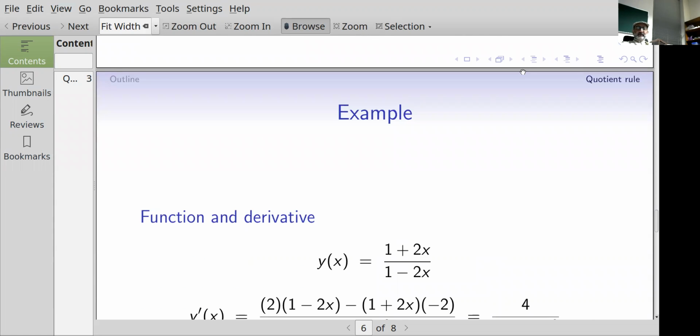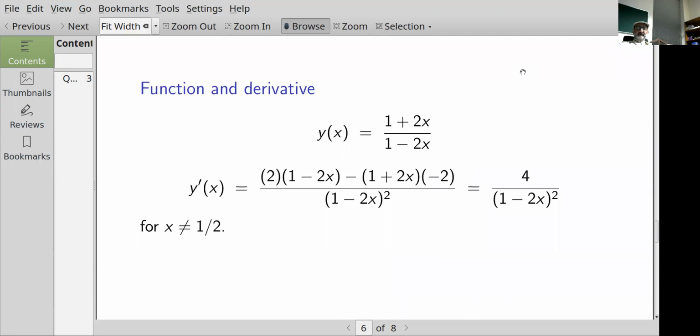Okay, so here's an example. Supposing I have a function y is equal to 1 plus 2x over 1 minus 2x. So this would be the derivative of the numerator, 1 plus 2x, which is 2, times the denominator, which is 1 minus 2x, minus the numerator, 1 plus 2x, times the derivative of the denominator, 1 minus 2x, so the derivative is minus 2, divided by the denominator squared, 1 minus 2x squared, and that simplifies to 4 over 1 minus 2x squared for x not equal to 1/2.